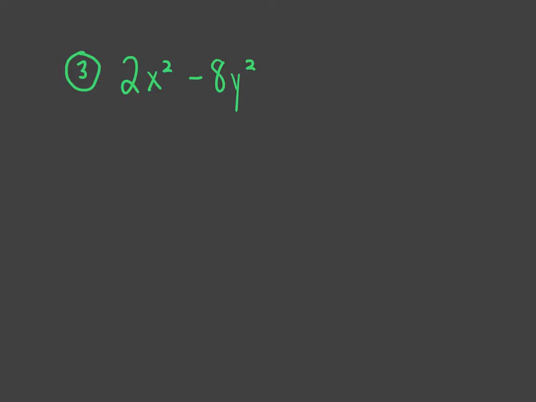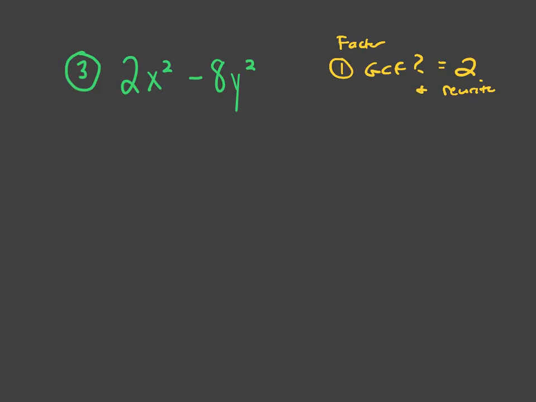Number 3, 2x squared minus 8y squared. First thing you're going to do when it says factor is check to see if there's a greatest common factor. And then hopefully you notice here we can take 2 out of both of those terms. So you want to start out by taking out a 2, and then we're going to rewrite.